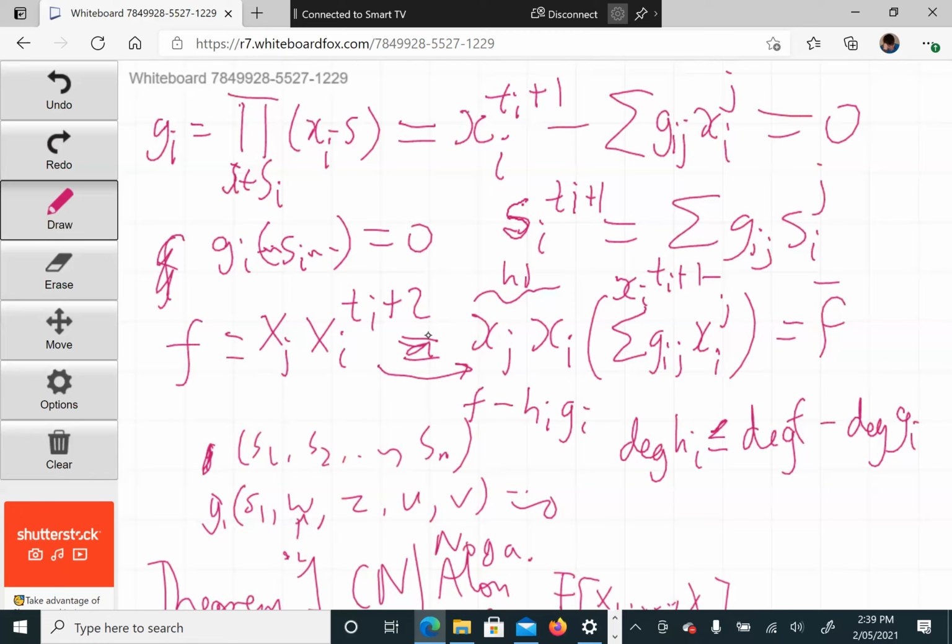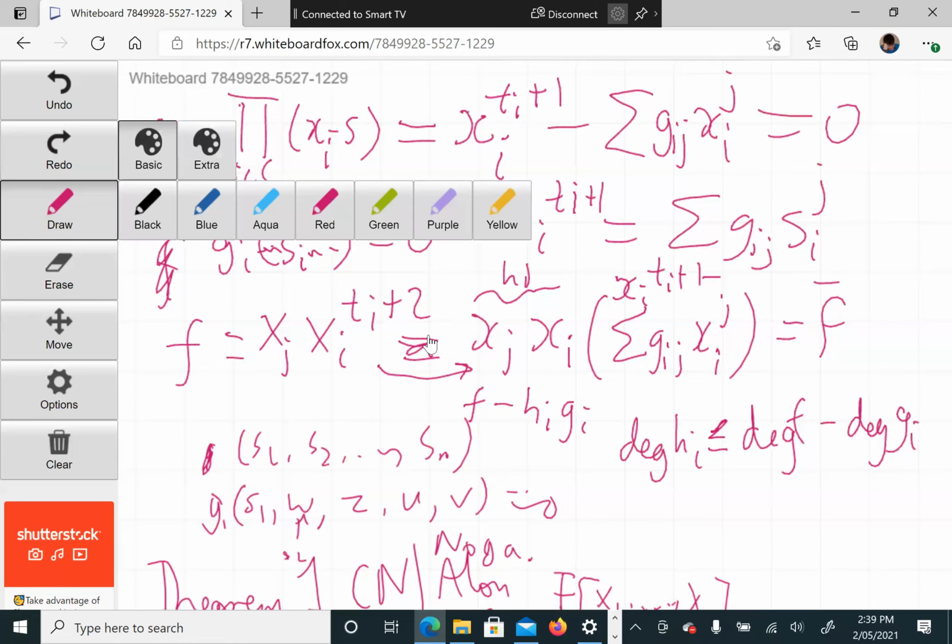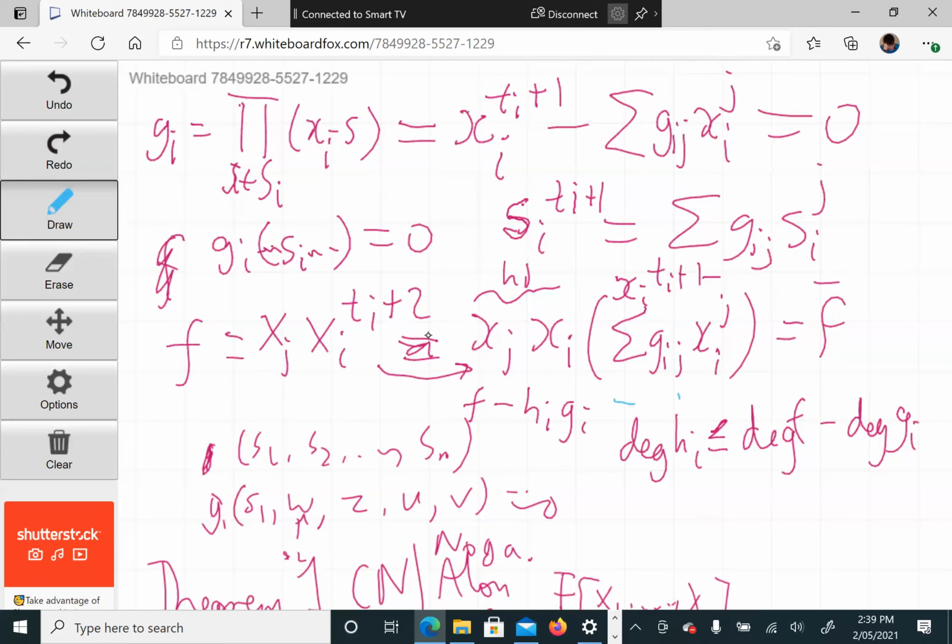If you do it again, you'd be minusing another GI, but now you're timesing by a slightly different HI. So you're timesing by XJ this time. It depends on your J. If the J is small enough, you don't have to worry about it. So the J has to be like TI for it to be big enough to worry about.